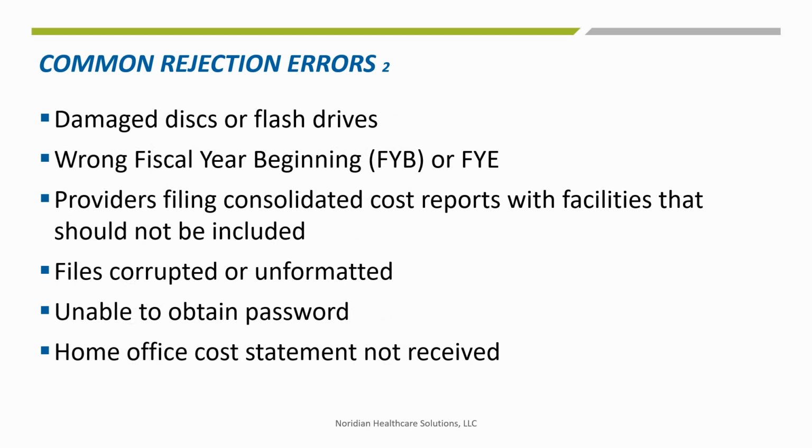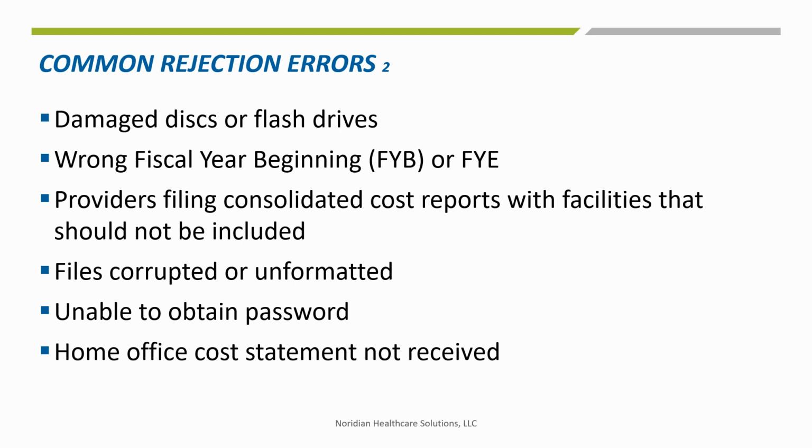More common rejection errors include damaged disks or flash drives for our providers who mail in their cost reports, having the wrong fiscal year beginning or fiscal year end. This is most common during a change of ownership, commonly referred to as a CHOW or tie-in. Filing consolidated cost reports with facilities that should not be included. This is most common for new rural health clinics and federally qualified health clinics. Submitted files being corrupted or unformatted. Noridian staff being unable to get the password for protected files.